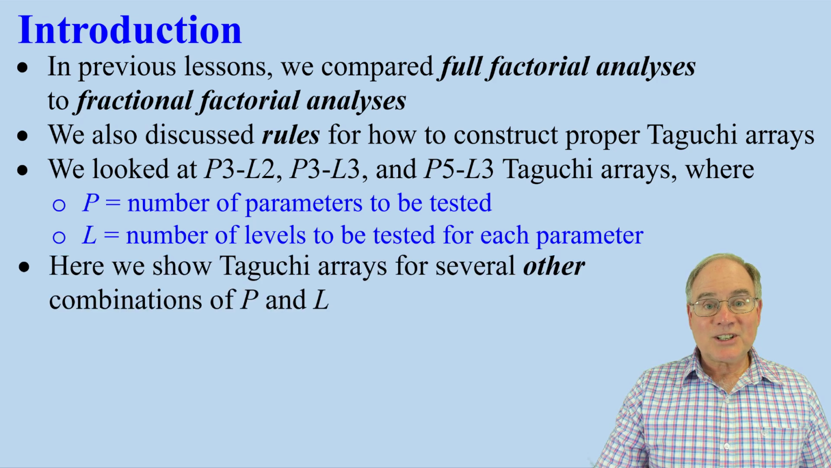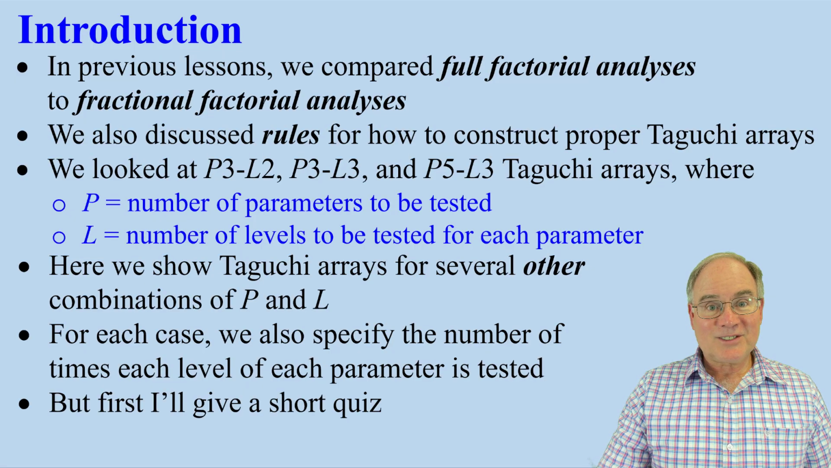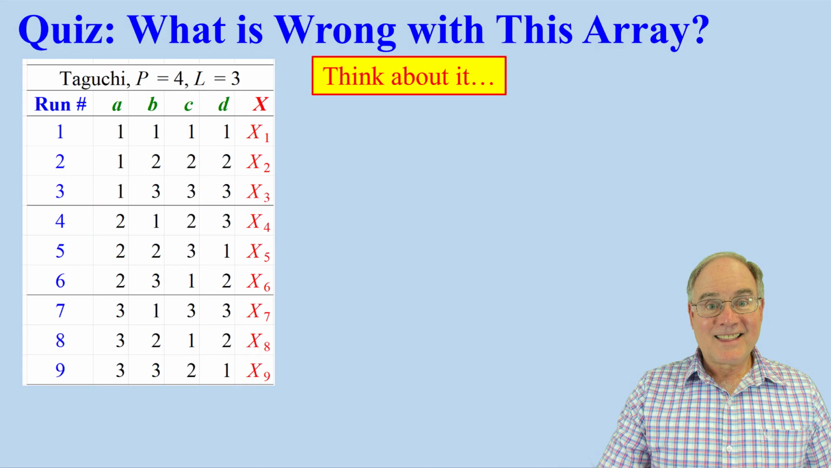Here we show Taguchi arrays for several other combinations of P and L. For each case, we also specify the number of times each parameter level is to be tested. But first, I'll give a short quiz. What's wrong with this array? Think about it.